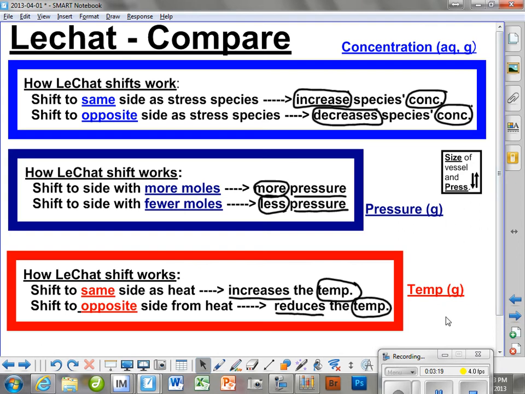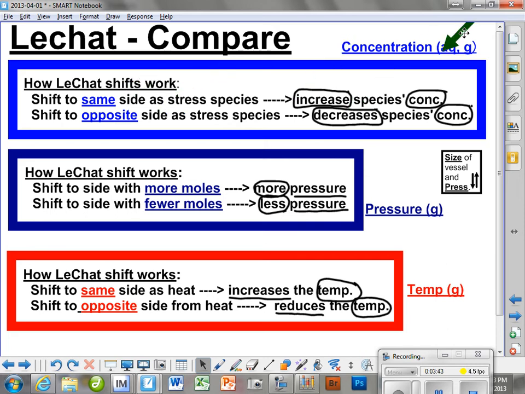Next, this sheet, I would recommend you copy it down. By copying it down, when you see that Le Chatelier wants to increase something, you'll know that he has to shift the reaction to the same side that that something is on. When Le Chatelier wants to decrease something, he goes to the opposite side.